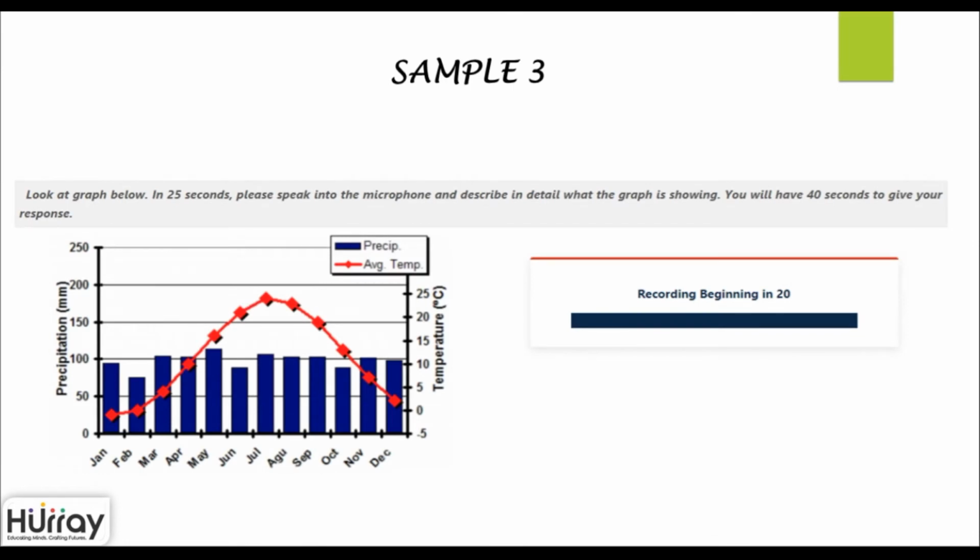Here's the third sample for you. You have a graph where there are 2 different graph types used. One is the bar graph and the other one is the line graph. The bar graph shows the precipitation in millimeters and the line graph shows the average temperature, and both are from January to December in a given year. The temperature is measured in degrees Celsius.